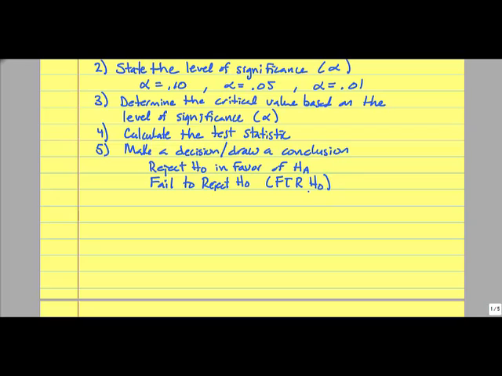Now, after I make a decision or draw a conclusion, just saying reject H0 or fail to reject H0, that's really not good enough. I need to do my last step here. And this last step is to summarize your results. When we talk about summarizing your results, we want to have some sort of a statement in terms of the problem. We don't want to just say reject H0. We want to know what the question was. We want to try and solve or draw a conclusion based on that.